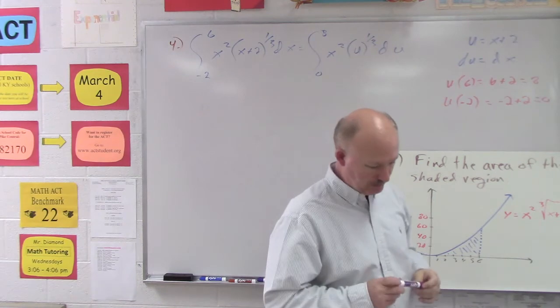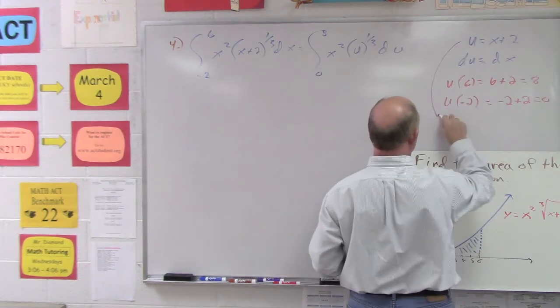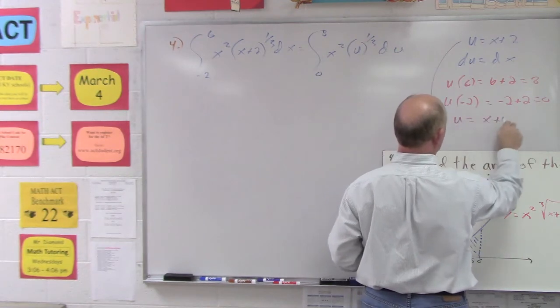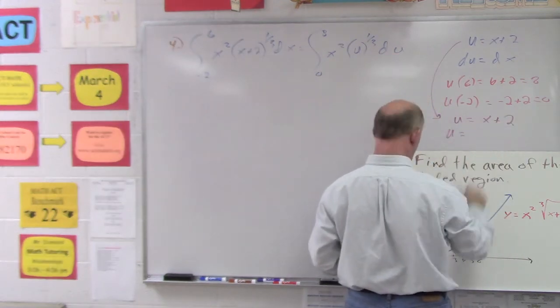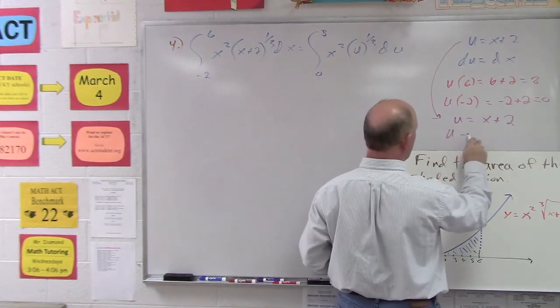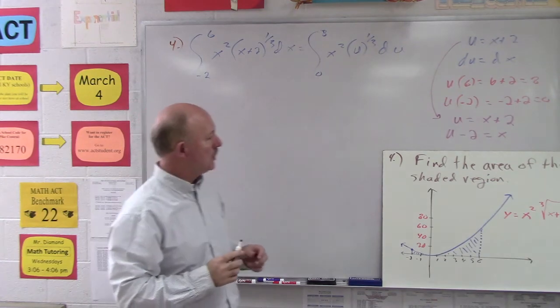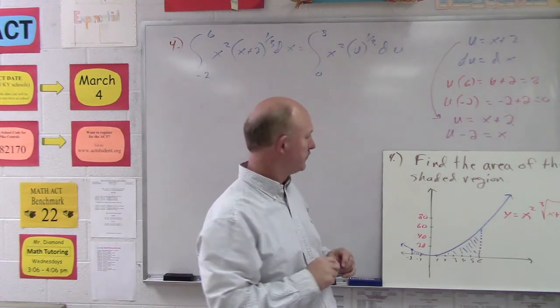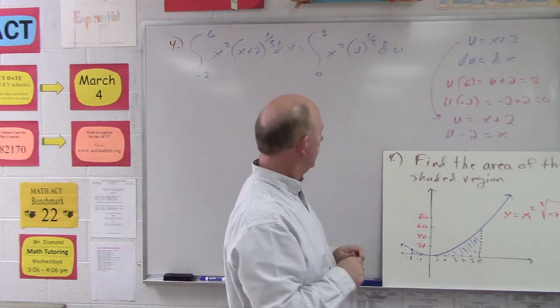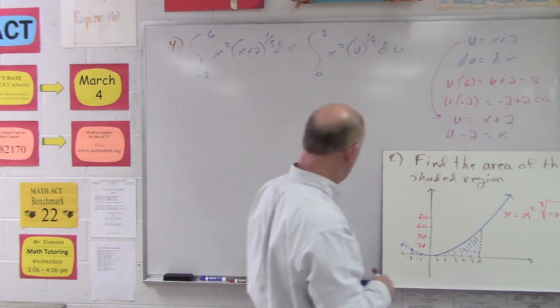So the original substitution, let's bring the u equals x plus 2 down. And that means that u minus 2 is equal to x. So if u equals x plus 2, then u minus 2 is equal to x. So we're going to get rid of the x by substituting u minus 2 in for x.